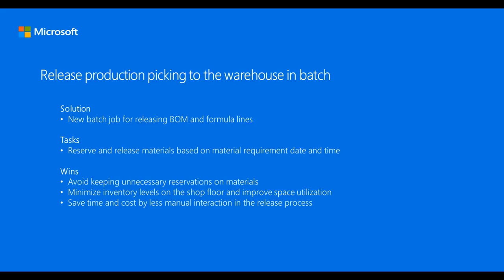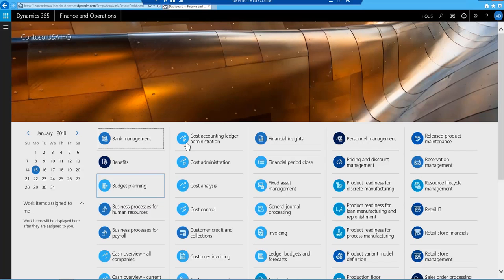You can use the batch job to avoid keeping unnecessary reservations on materials by setting up a release time fence. You can minimize inventory levels on the shop floor and improve space utilization. You can save time and cost by less manual interaction in the release process. I'm now going to show a demo of the scenario.